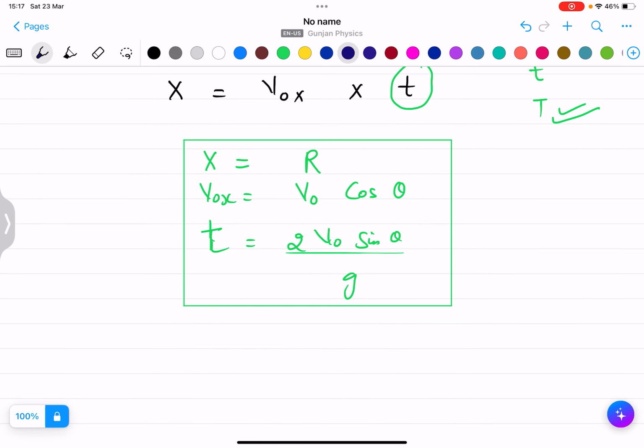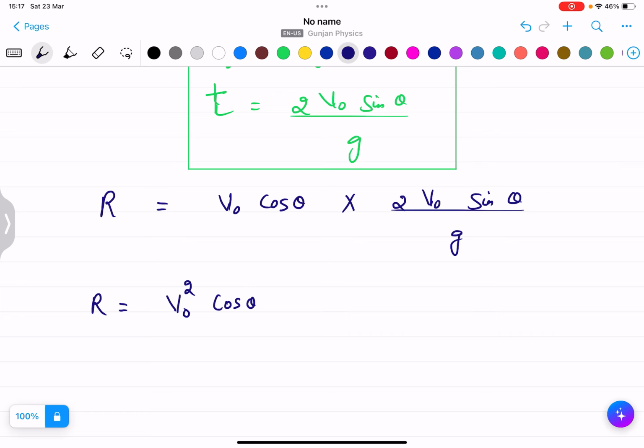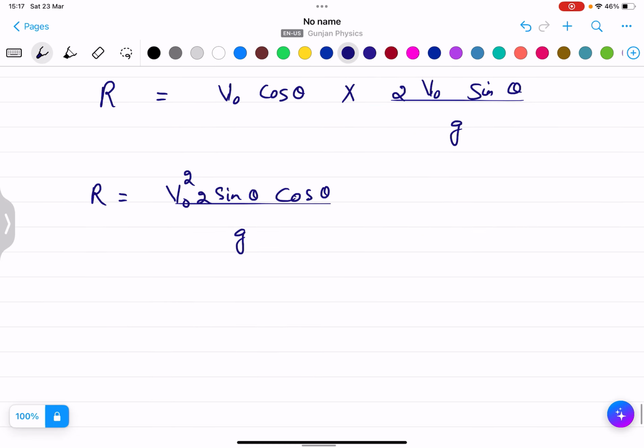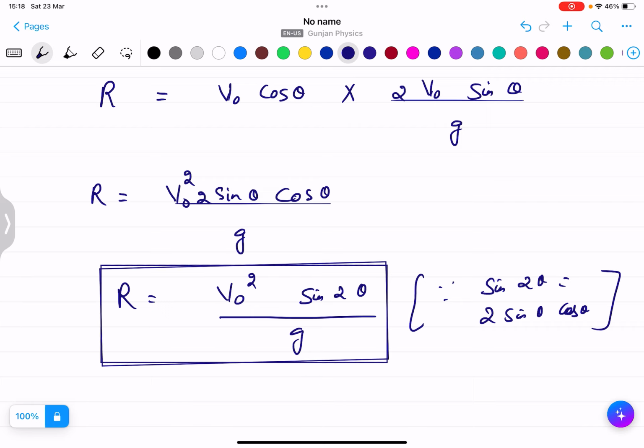So x, that is r, equals v naught cos theta multiplied by 2 v naught sine theta by g, right? So what will be my range? I can write v naught square, just simplifying it, 2 sine theta cos theta over g, right? And r equals v naught square sine 2 theta by g, because in maths you have already studied sine 2 theta equals 2 sine theta cos theta. So this is the final expression of range.